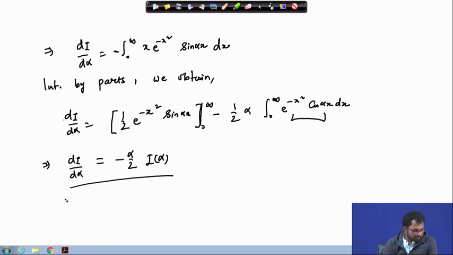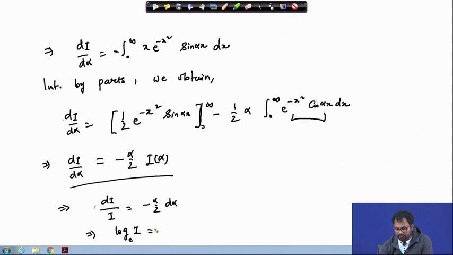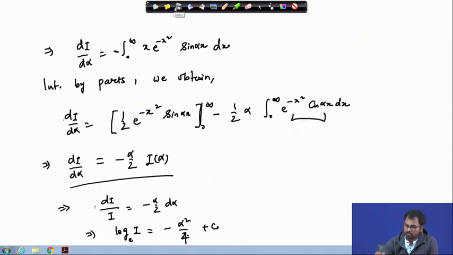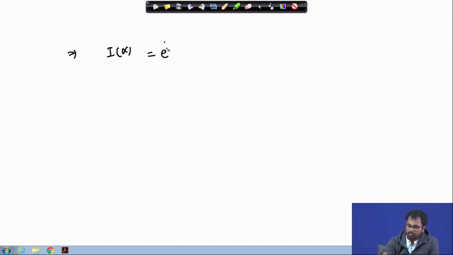So if we integrate both sides, dI by I is equal to minus alpha by 2 d alpha. So if I integrate, then this will be log of I, and if I integrate on the right hand side, then this will be minus alpha square by 2 times 2. So that means this will be 4 plus some constant c, and this can be written as I alpha equals e to the power some c times e to the power minus alpha square by 4.